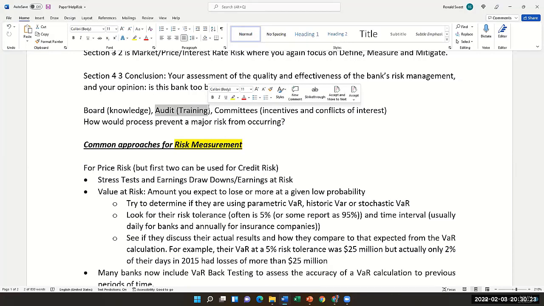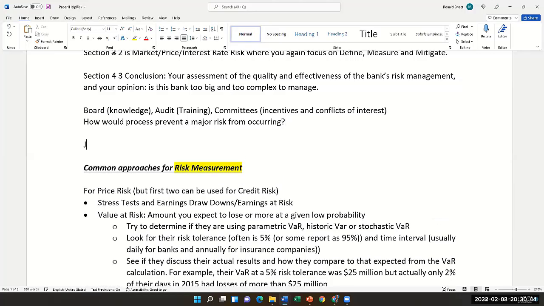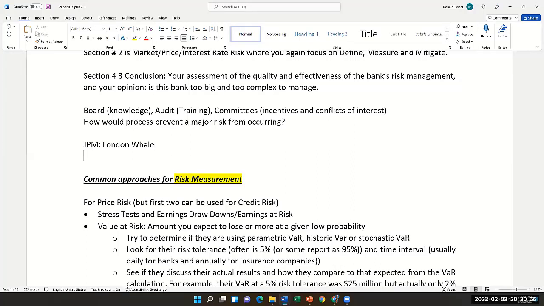And then the next thing you might ask, and this one's, I think, pretty interesting because most of your banks have something going on. Let me real quickly just, let's see, JP Morgan. You have the London Whale. What was that? What happened there? Why did they lose so much money in doing that?